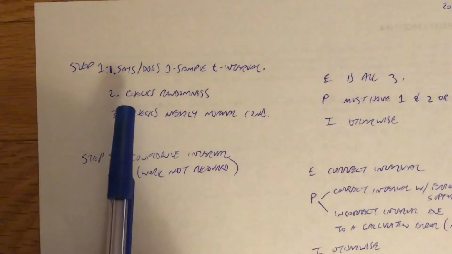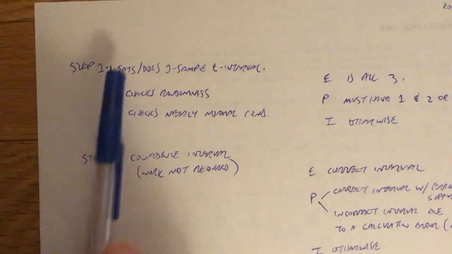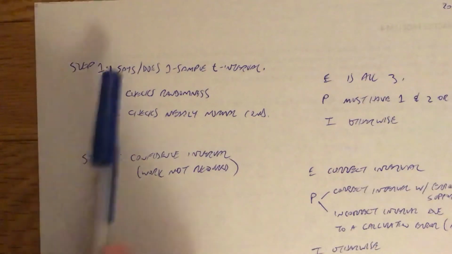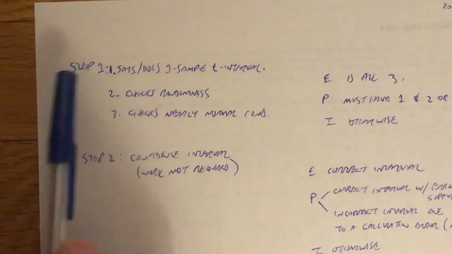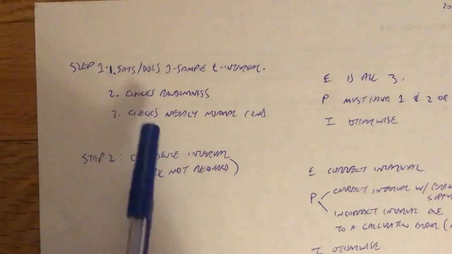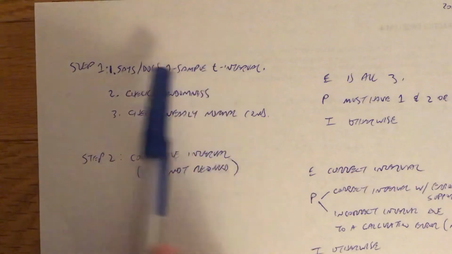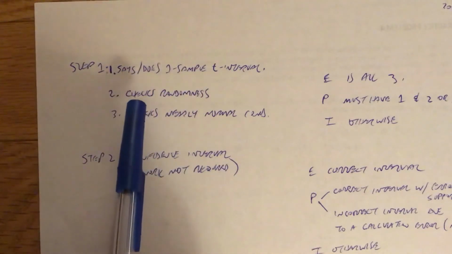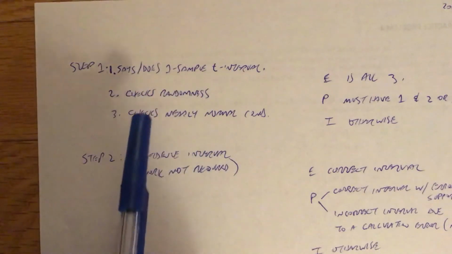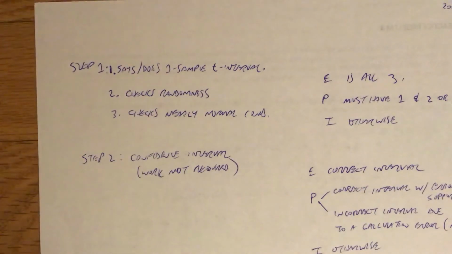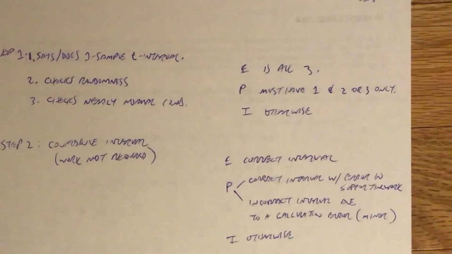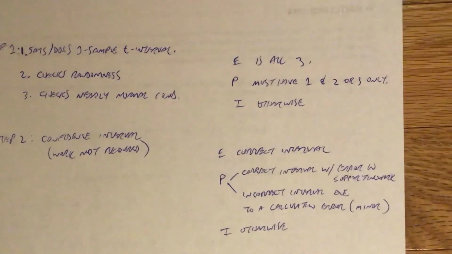And then step 1, I should say, is the conditions check. Sorry, I should start off with that. This is the conditions part. So if you didn't check conditions, you did none of this, right? So for the conditions check, they want you to check randomness and the nearly normal condition. You should check all 4, but they only cared about randomness and nearly normal for this problem. So you do all 3 of those, you get an E.